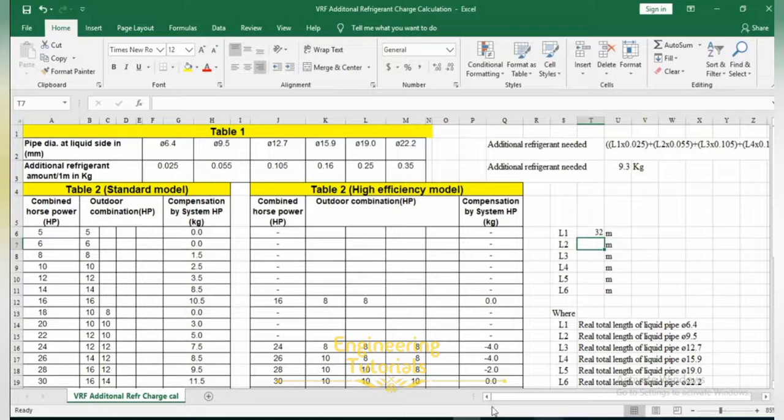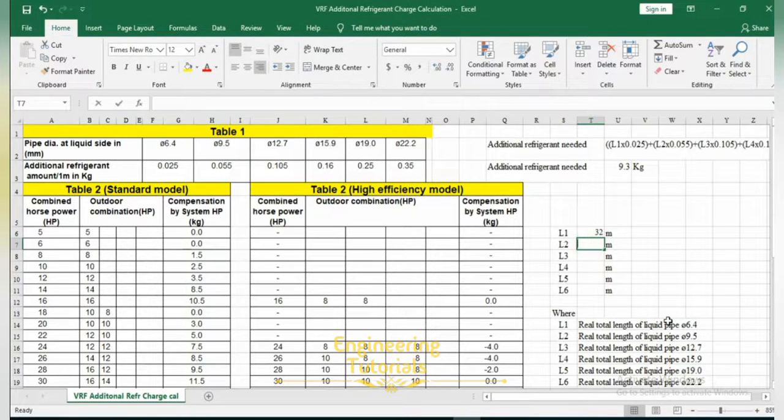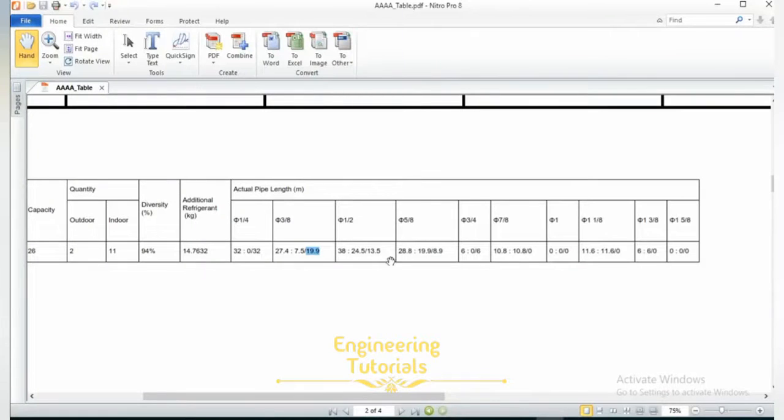And now second is 9.5 mm. As you can see, 3/8 inches is 9.5 mm. If you convert this in inches to mm, it will be 9.5 mm. The length on the gas side is 7.5. Since we are using the liquid side, it's 19.9 meter, sorry, not mm, 19.9 meter due to 9.5 mm diameter. So 19.9 meter. Now I'm going to take the third length, that is half inches.